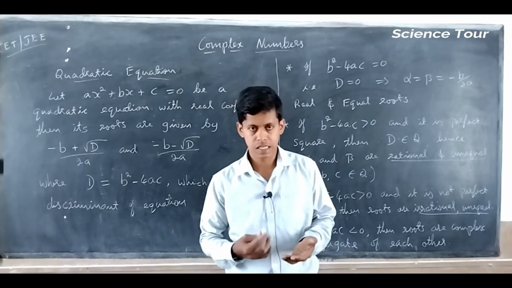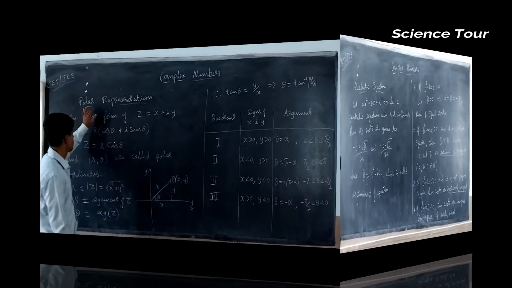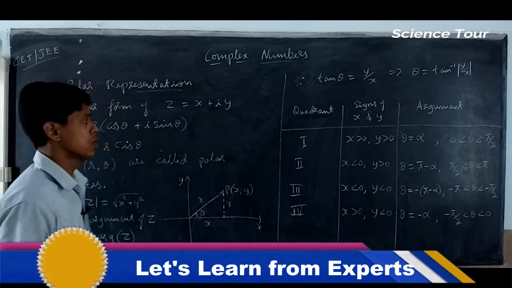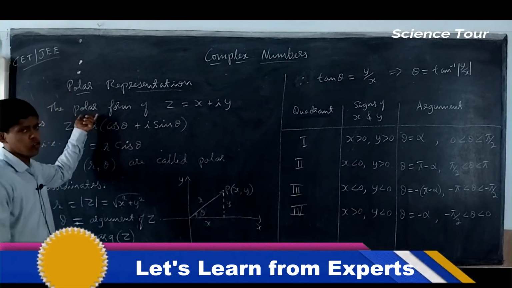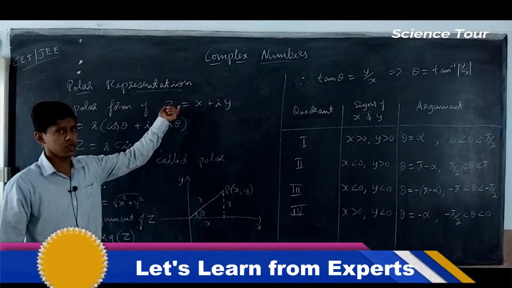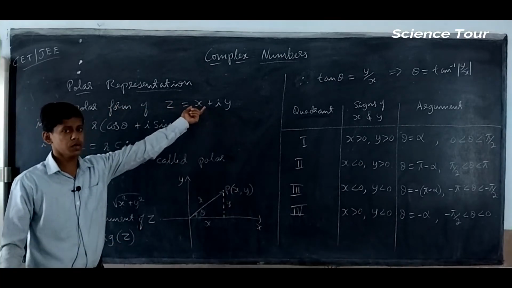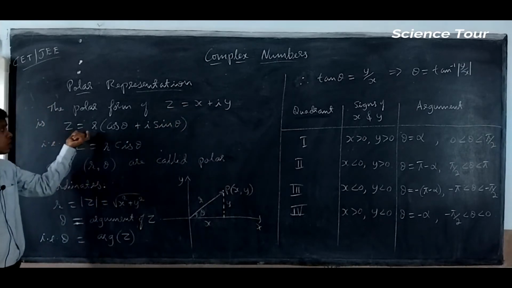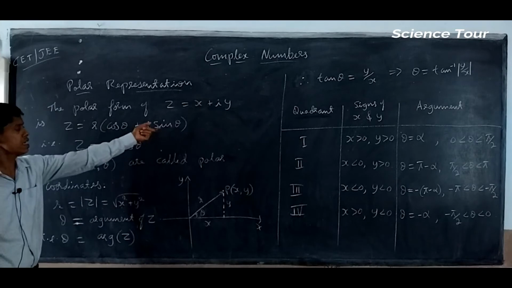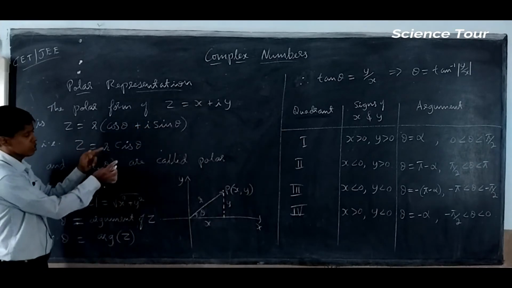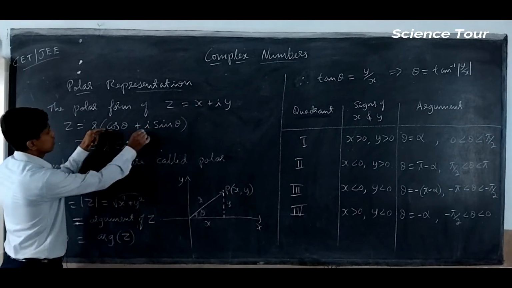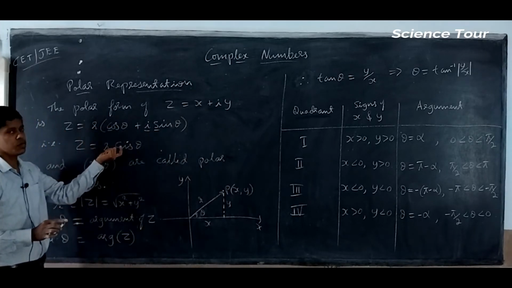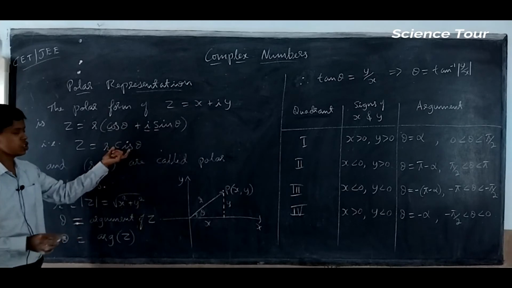Well, let's continue. We'll discuss the polar representation of a complex number in this particular video. The polar form of z is equal to x plus iy, so that's the complex number, is z is equal to r cos theta plus i sin theta. In short, it can be written as cis theta, that means cos theta plus i sin theta. That is the short form of it.